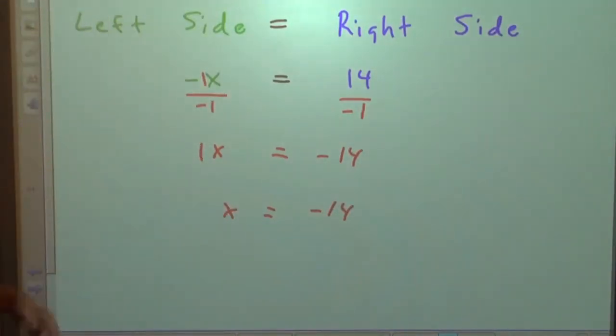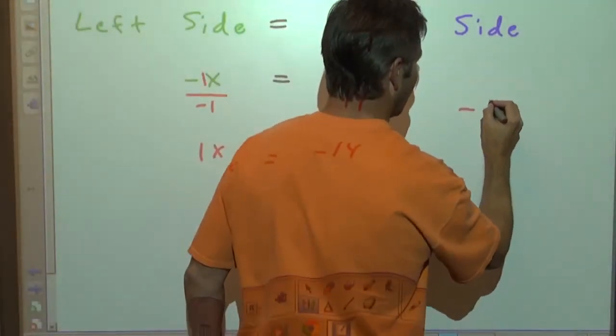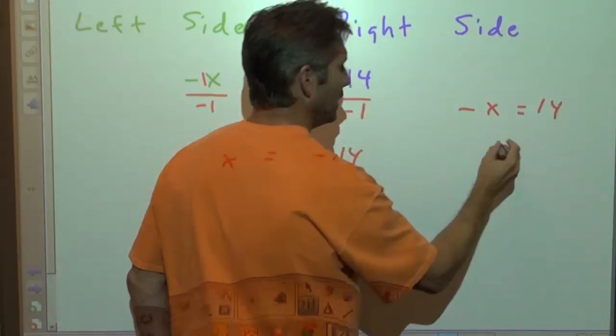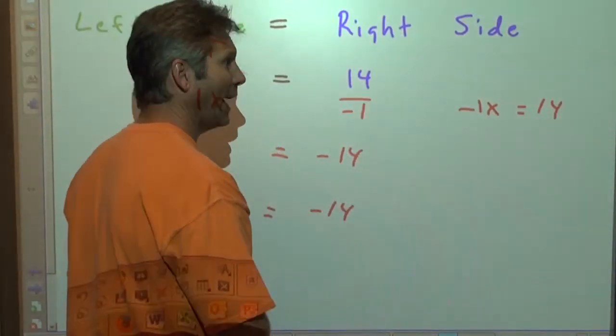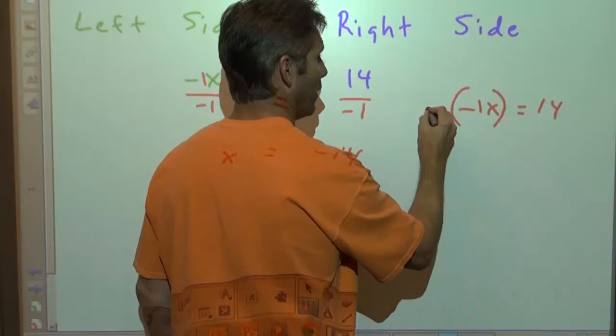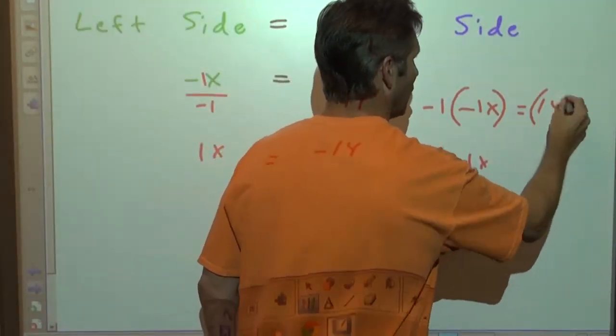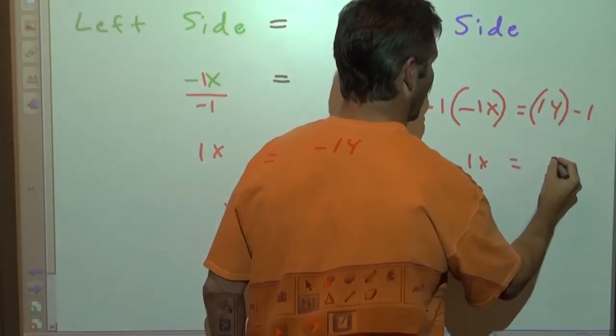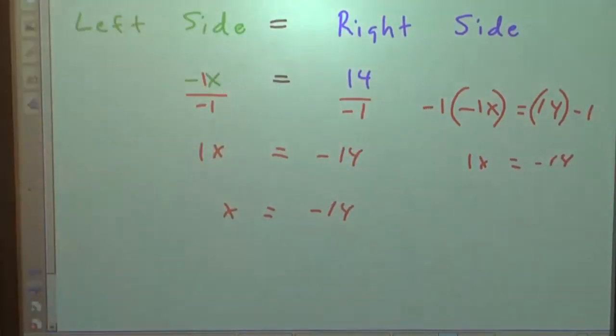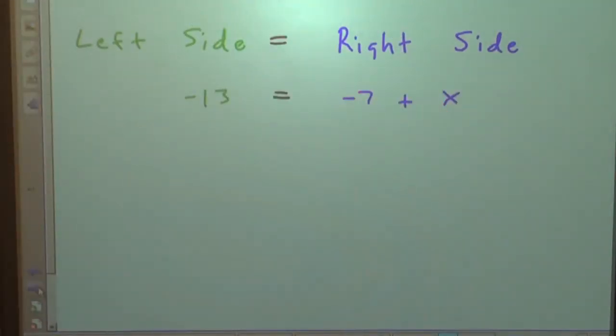By the way, the third way is to take negative x equals 14, consider it a negative 1x, and we have the right to multiply this by a negative 1. A negative times a negative is the positive 1x. Multiply this side by a negative 1 also, and you still get the negative 14. 3 different ways to get the answer there.